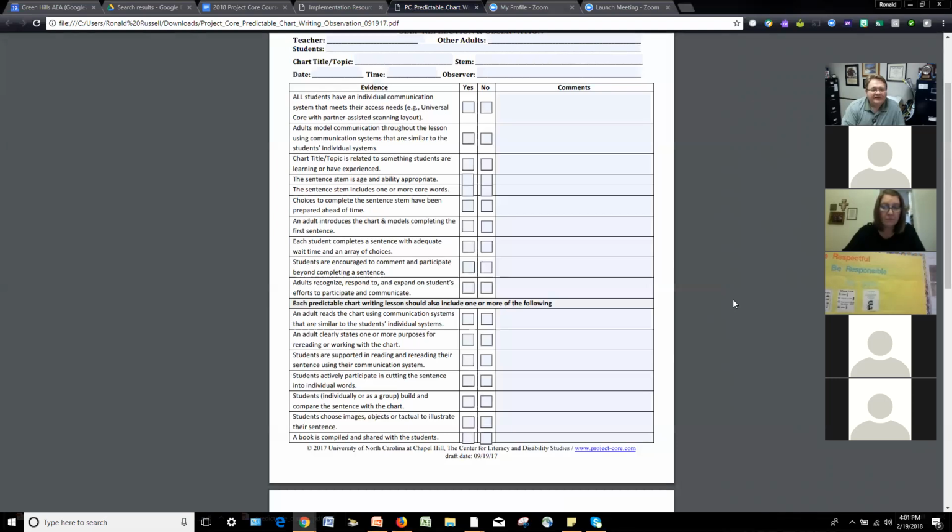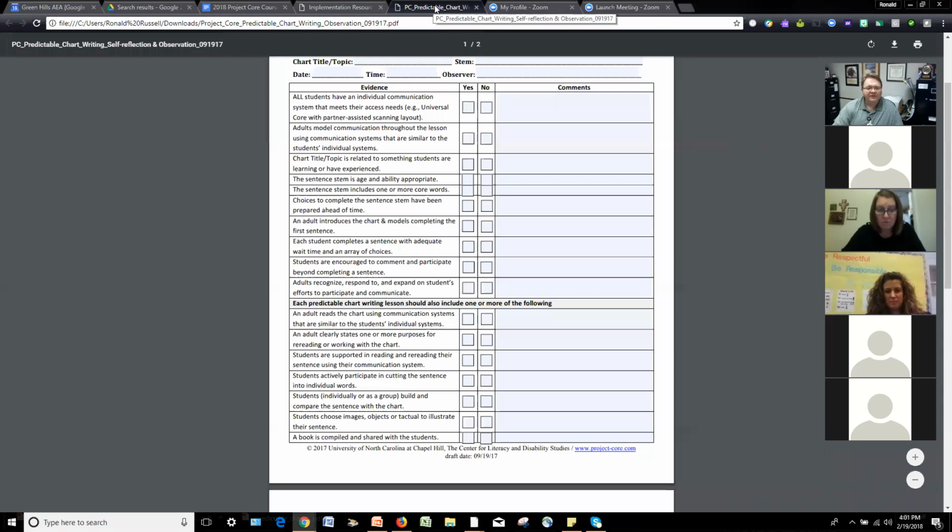Thinking about the sentence stem, what choices does the student have? Getting into that idea of using chart paper or something similar for the writing activity, using sentence strips. Just tools to help you self-evaluate. Hey, I'm trying to use this strategy. Are all the components in place? So just an opportunity for self-reflection and or an observation tool that someone could use to talk with you about this.